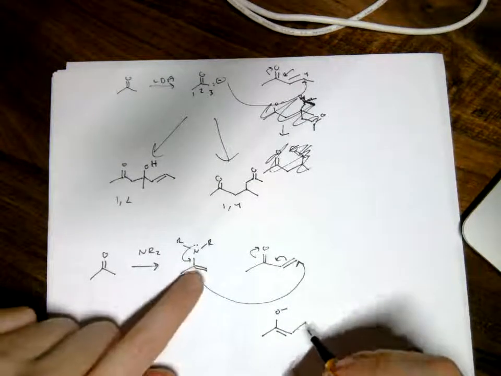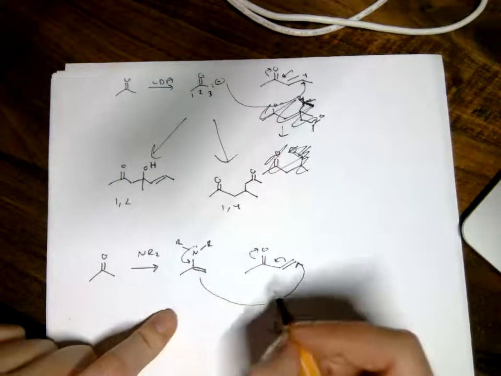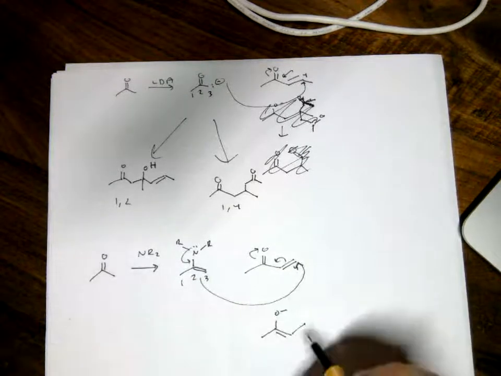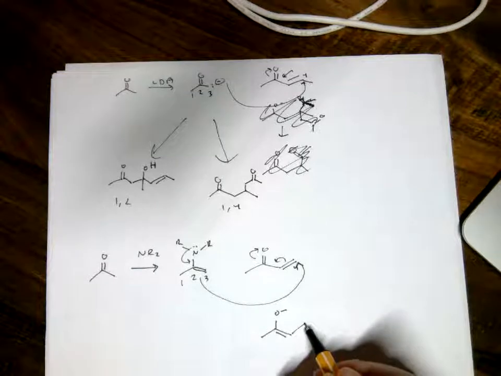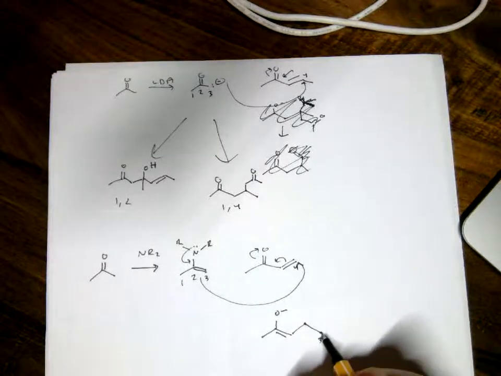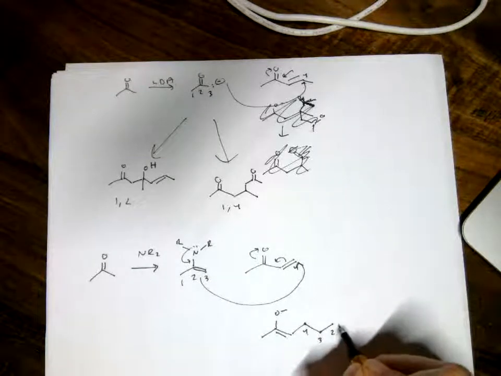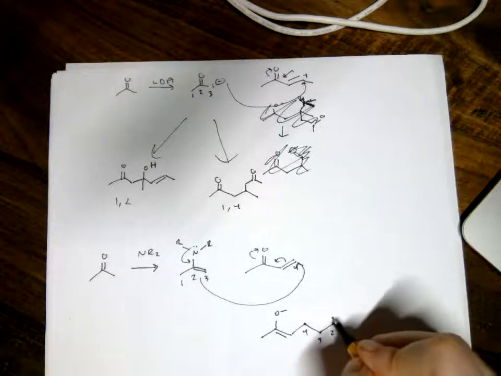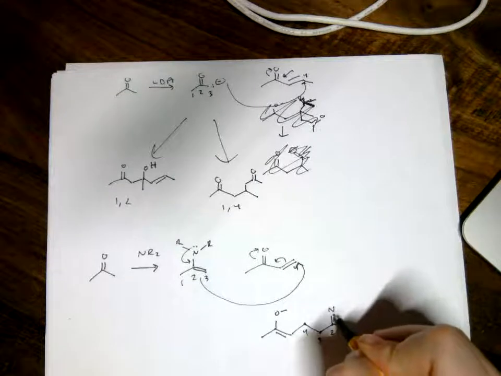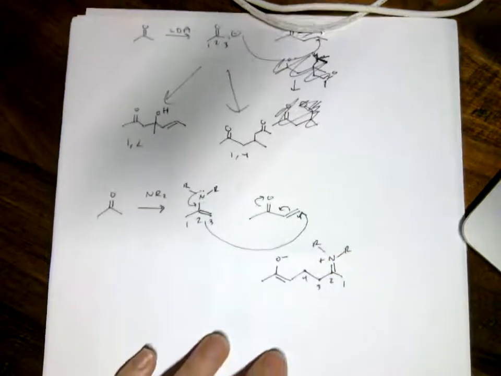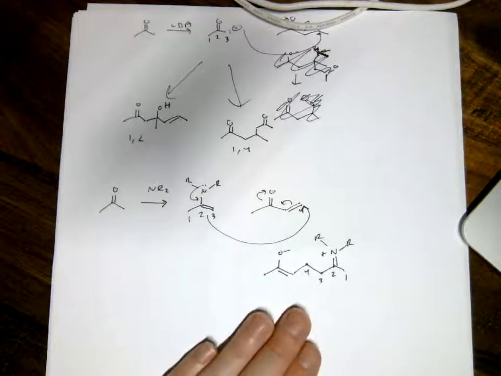And then this, I'm going to number my carbons because it's always a mess. 1, 2, 3, 4. Okay. So this is carbon 4. It made a bond with carbon 3. And then 2 has this double bond to nitrogen, which is positive. So we will get only the 1,4 addition.